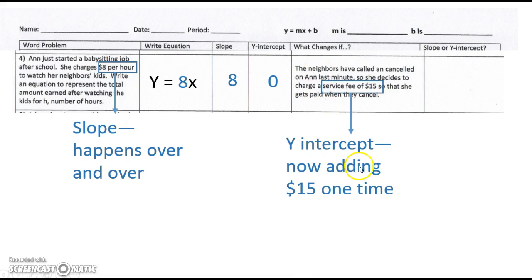It's going to change the y-intercept, because she's adding that $15 one time. Meaning, even at 0 hours, if somebody cancels and she watches your kids for 0 hours, she's still going to get $15 because you still have to start off by paying that service fee. So your y-intercept changed. So now your equation, if she decides to do this, would be y equals 8x plus 15. You're going to have to pay that $15 plus $8 every hour she watches your kid. Okay, make sure you have this down. We're going to go to number 5.